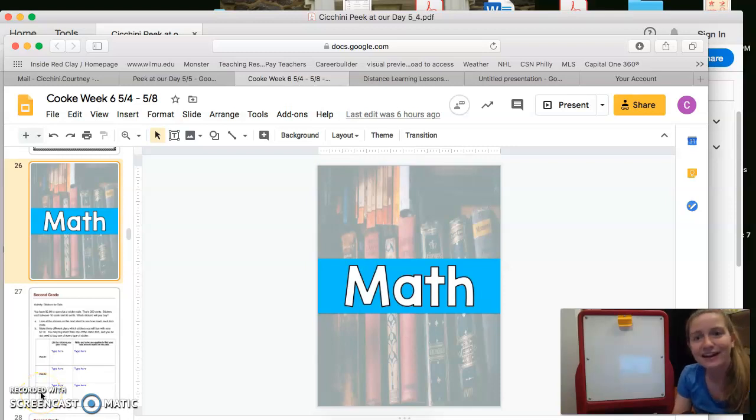Hi, second graders. I am here to give you your math activity for the day. This is found in the remote learning document, or you can find it on your Google slideshow. It is slide 26, 27, and 28. Before we get started, please grab a piece of paper and a pencil or something that you can write on, maybe a notebook. And then we will get started with our math problems.